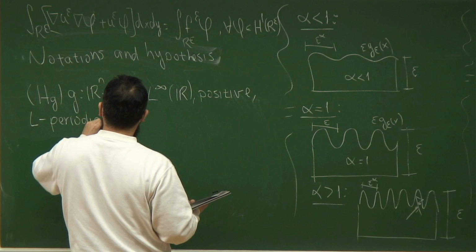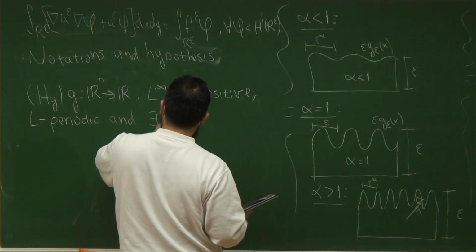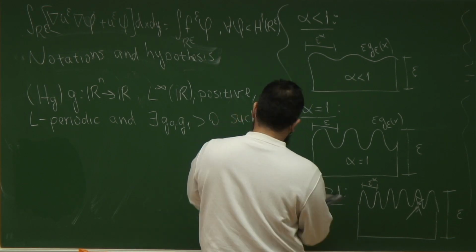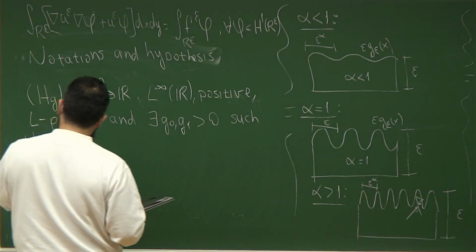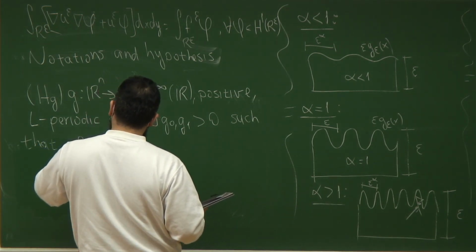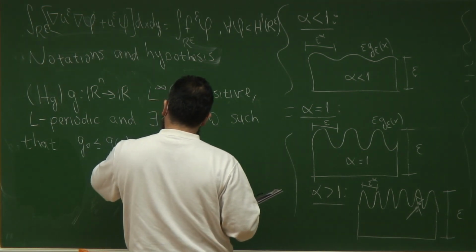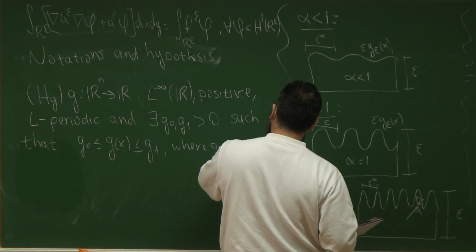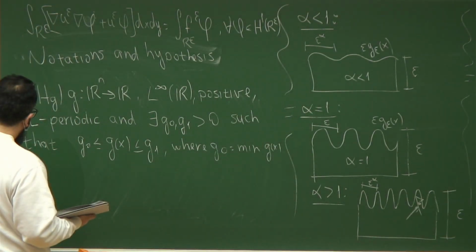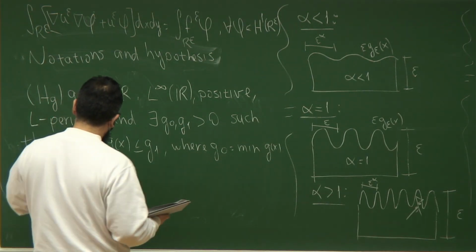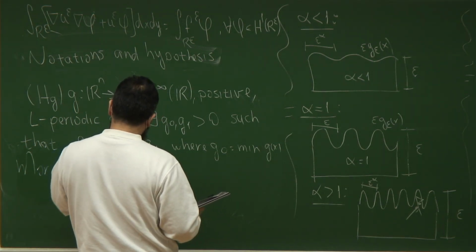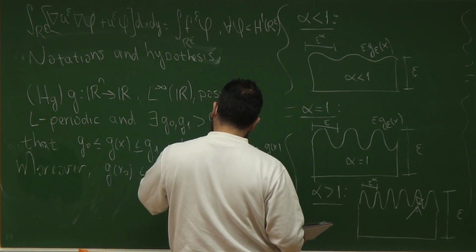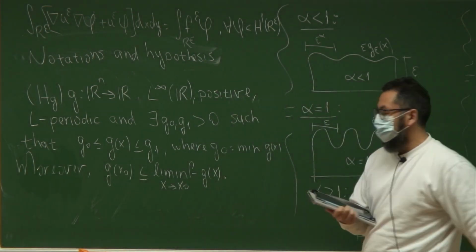But anyway, there are constants, G1 and G0 positive, such that, where G0 is the minimum of G. Moreover, G of x0 is less or equal to the liminf as x goes to x0. So the function G is lower semi-continuous.